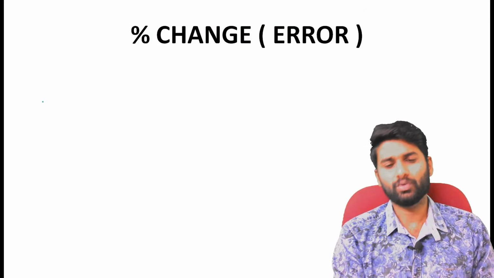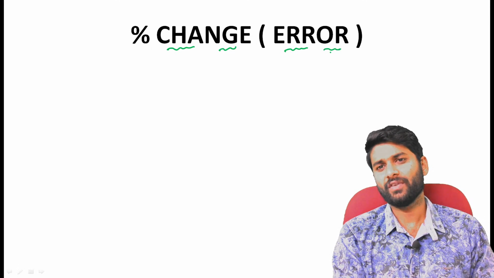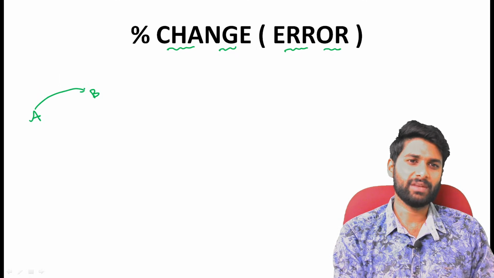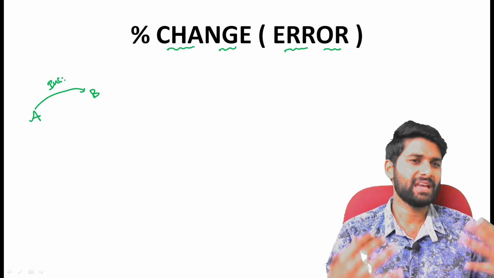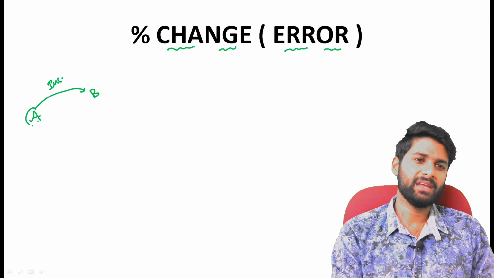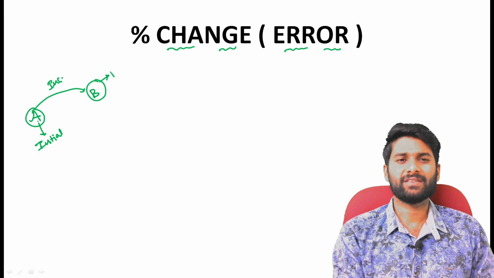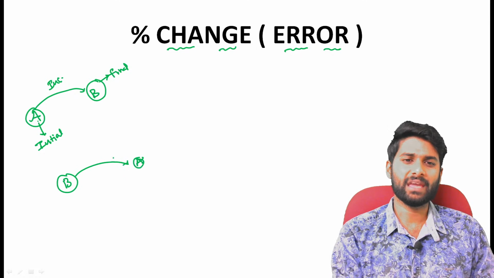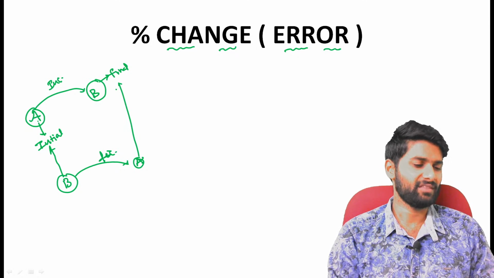Next, we'll go to one more important calculation: percentage change, or percentage of error. For example, there is a value A. Now A becomes B, definitely it increases, guys. We don't know the variable, I just mentioned that A becomes B, I said that it increases. See, A becomes B, I can say that A is the initial value and B is the final value. Now same thing, for example, B becomes A, I said that it decreases. So decreases means here B is the initial value, A is the final value.